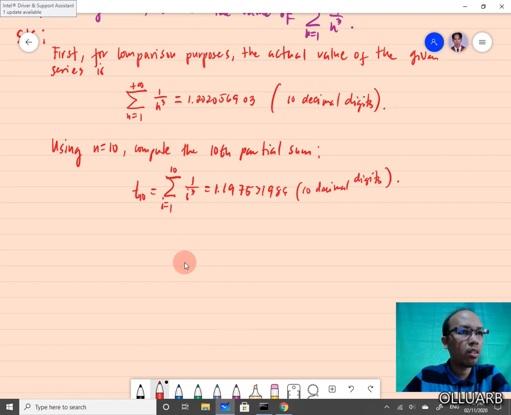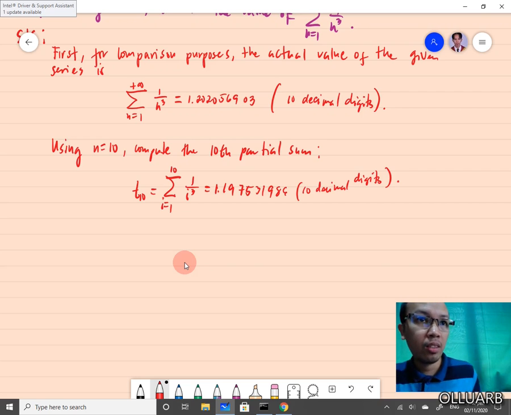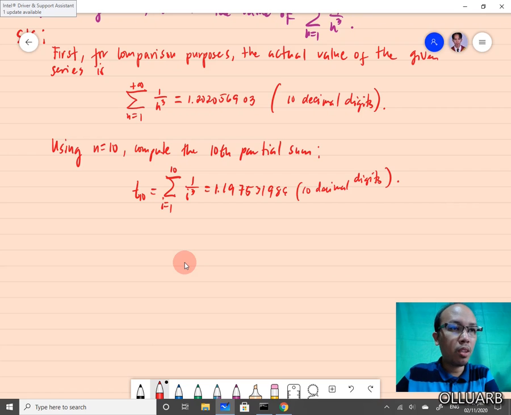Okay, please take note that in some sense the actual value, as you can see here, is close to this 10th partial sum. So 1.1975, and then we have 1.2020. But as you can see, this is really not close either.